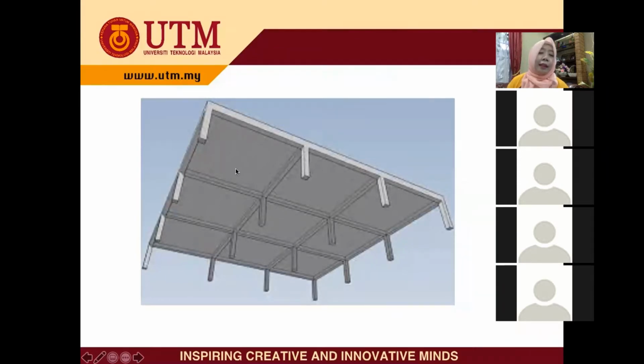Okay, this is the illustration of the slab surrounded by the beam. This is the beam that you already know how to design, and then this is the slab. So for the slab, we have two types, one-way and also two-way slab. It depends on the length of the sides of the beam.